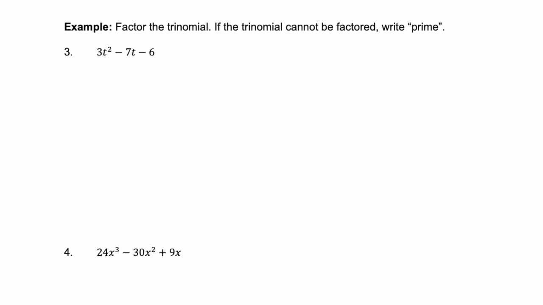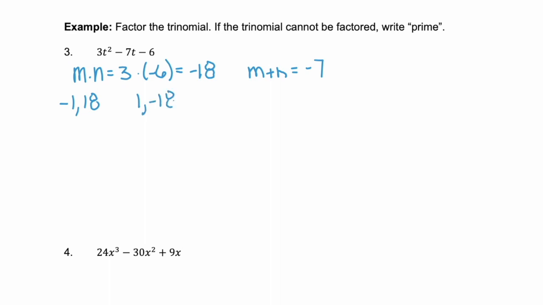Do we have a GCF? No, we don't. So, let's look for m times n, which has to be a times c, which is negative 18 here, and m plus n, which needs to equal our middle term, negative 7. Well, what are the possible factors of negative 18? Well, we have negative 1 and positive 18, or positive 1 and negative 18, but those add to 17 and negative 17, so that doesn't work.